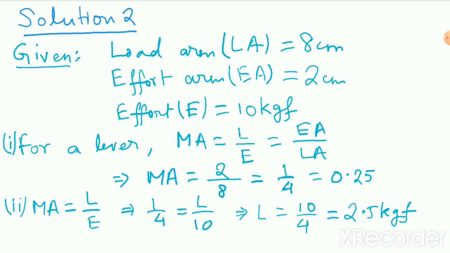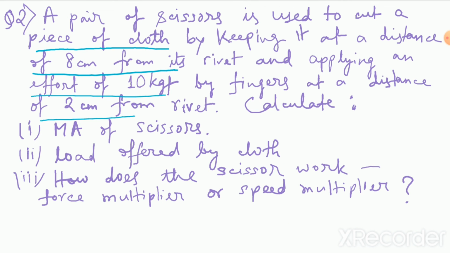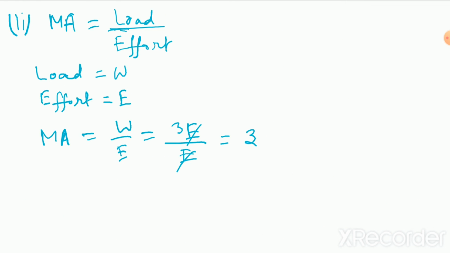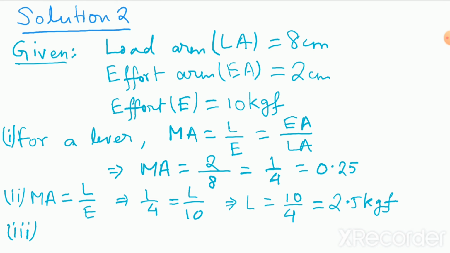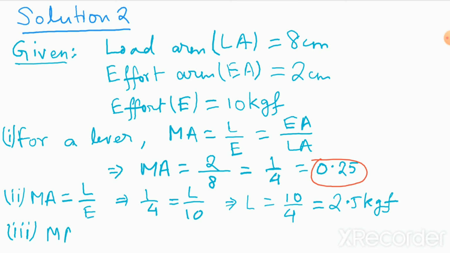Fine. And the third part of the problem asks whether this pair of scissors is a force multiplier or a speed multiplier. So how can you decide that? Check the value of the mechanical advantage. It is 0.25, isn't it? So 0.25 is less than 1. Since the mechanical advantage is less than 1, this scissor acts as a speed multiplier. That is, it will help to cut the cloth at a faster rate. So this is the main function of the scissor here.